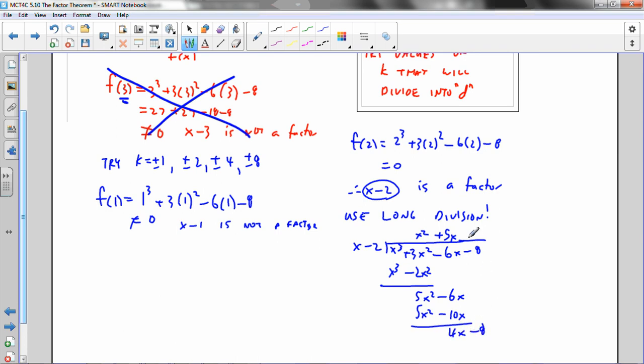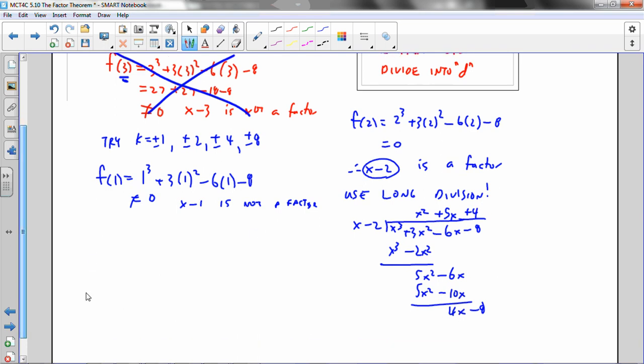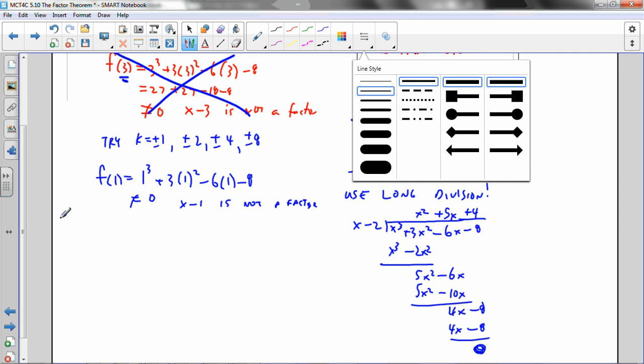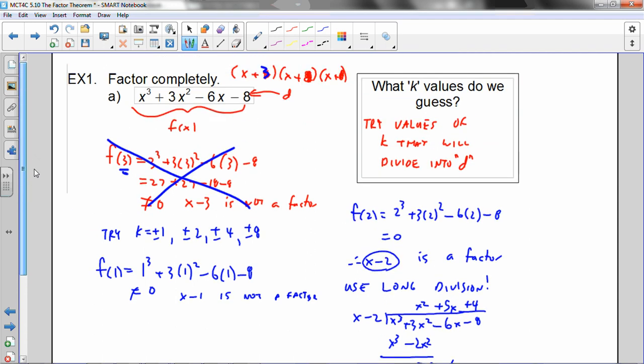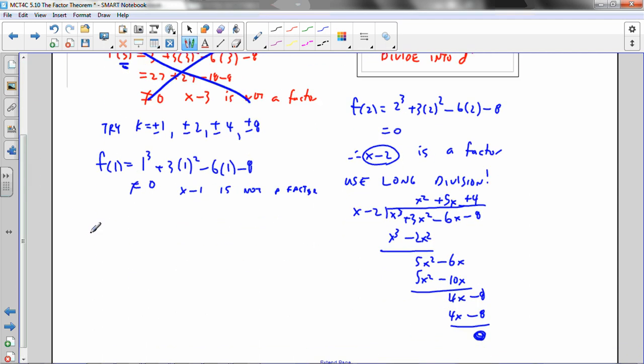And bring down the 8, and then positive 4. And this has got to work out, otherwise I've goofed something up. 4 times x is 4x. 4 times minus 2 is minus 8. And there's the remainder 0. Okay, good. So what does this mean? Well, it means that the polynomial that I started with, I called it f at x. Therefore, f at x is equal to x minus 2 times x squared plus 5x plus 4.